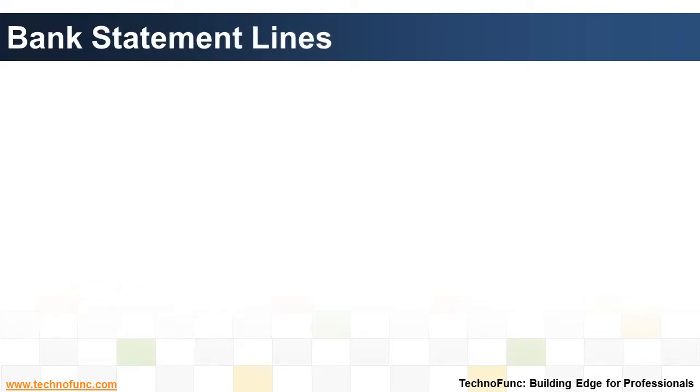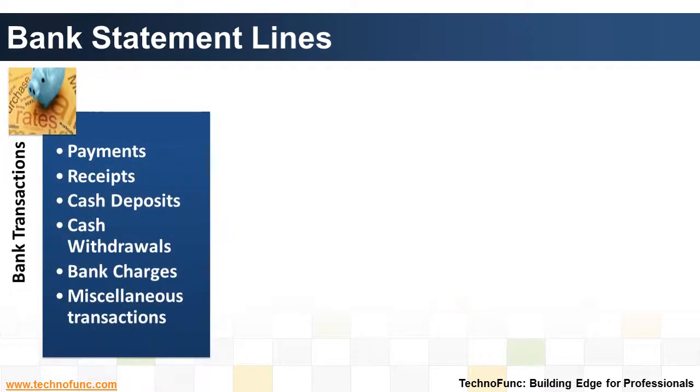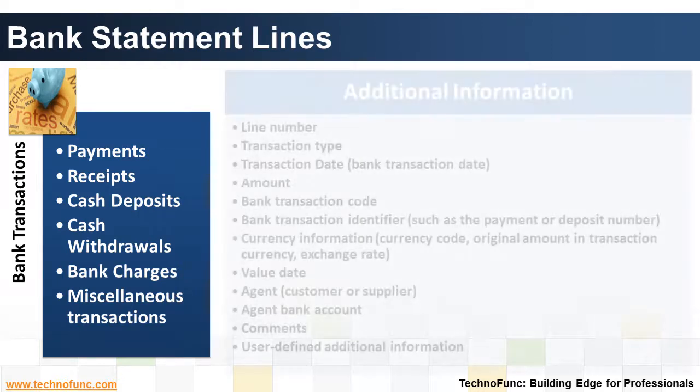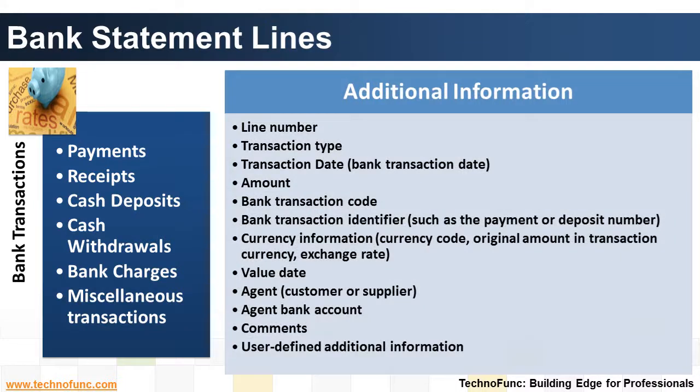Bank statement lines. Given below are the types of transactions that generally constitute a bank statement: payments, receipts, cash flows, miscellaneous transactions. Each transaction is further supported with additional information. The typically available information could be of the nature shown here. This additional information is very critical for automated reconciliations, as you will notice in the upcoming slides.